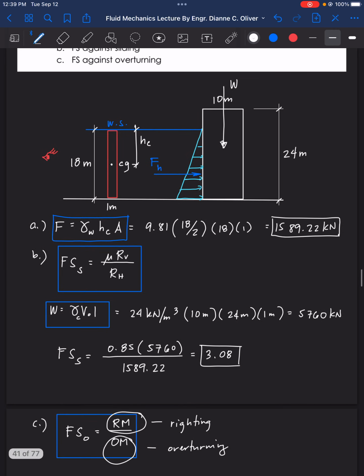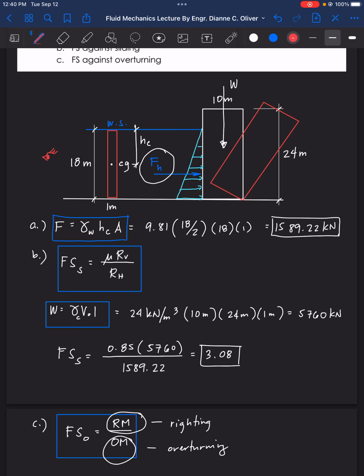So in this figure, which is the righting moment? The righting moment here will be the weight of the dam. The overturning moment, or the force that tends to overturn or to make the structure unstable or to destroy it, is the force of the water. So the tendency here is, if there is too much force of the water, this dam will topple down. So it will have this scenario. Okay.